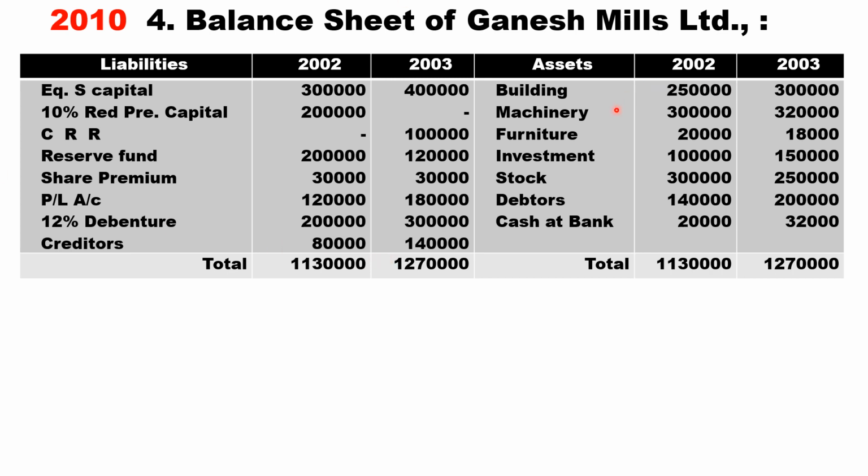Building, you need to prepare an account, students, because there is an adjustment. Machinery account to be prepared because there is adjustment. Furniture, you need to prepare account because there is an adjustment. Investment, you need to prepare an account because there is an adjustment. Stock is a current asset, so it will come in OA. So 50,000 decrease, add. Debtor is a current asset, OA. Increase 60,000, minus. Opening balance of bank 20,000. Closing balance of bank 32,000. So this will help us to find the answer in CFS.